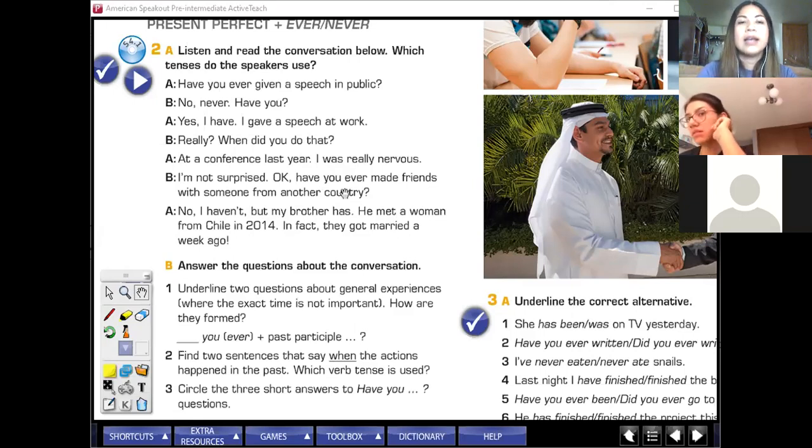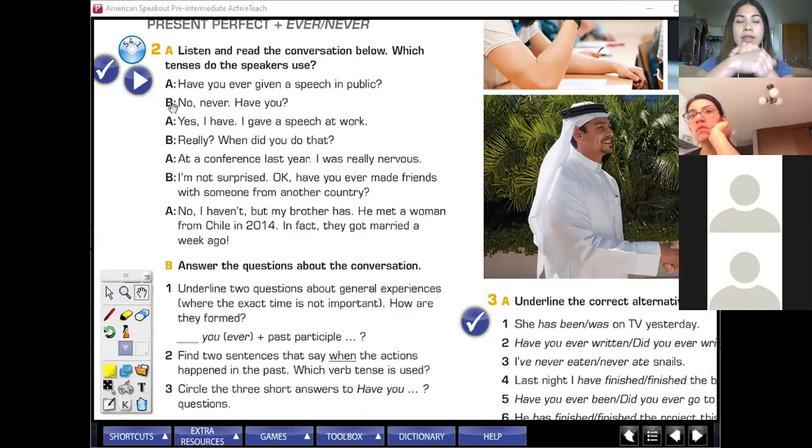Correct. So here we are going to study a new tense. And this tense is called present perfect. When and how do we use present perfect? Let's start. If you observe the first question, have you ever given a speech in public? We don't say when, no decimos cuándo, solamente si en tu vida alguna vez. Yes, I have. And I don't give a specific date. There's no specific time. It's just one experience in your life.